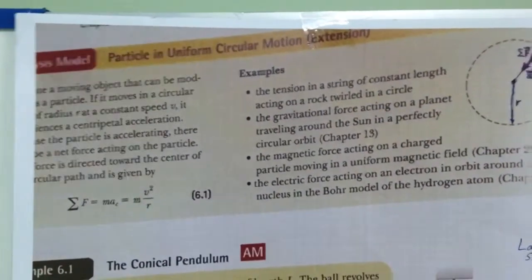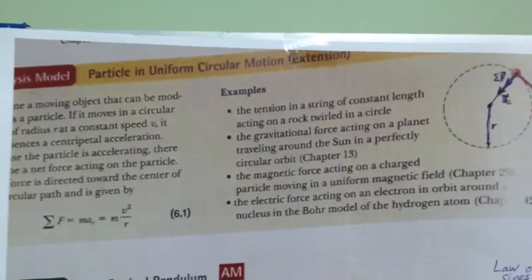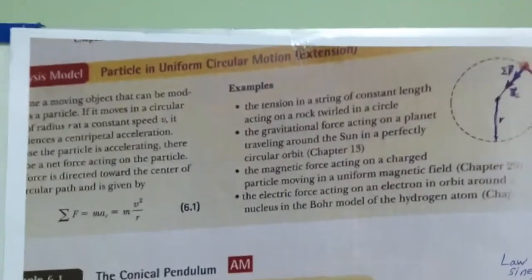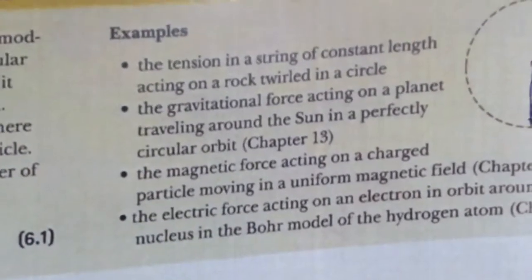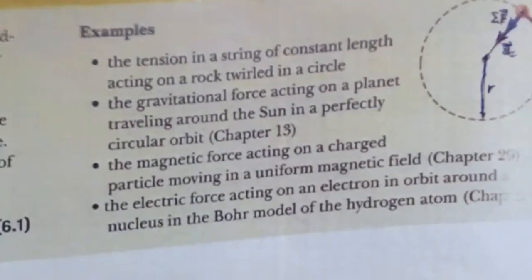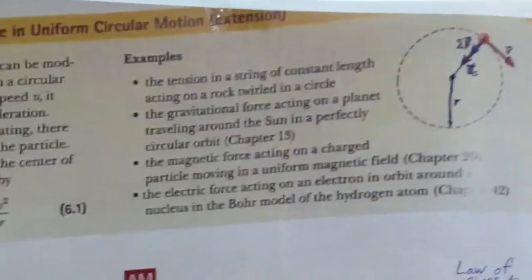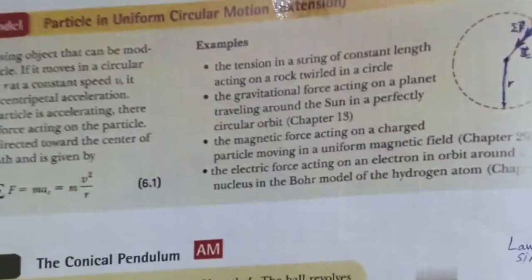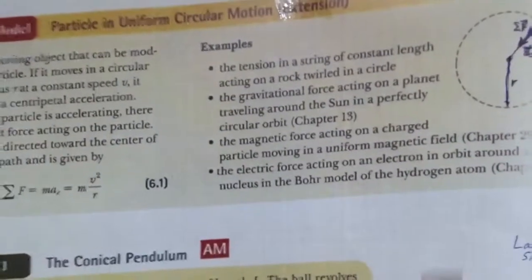Examples of modeling centripetal acceleration are tension in a string of constant length, and forces which I find particularly intriguing: gravitational force, magnetic force, and also electronic force. So this is important for your career path, because you can take this into astrophysics, you can take this into electronic engineering, you can take this into civil engineering.